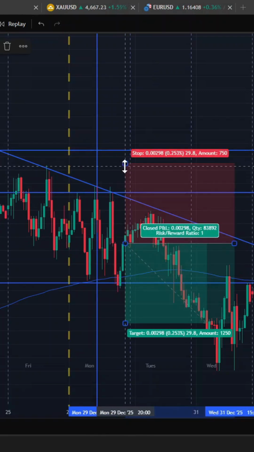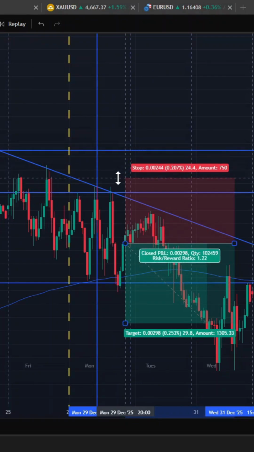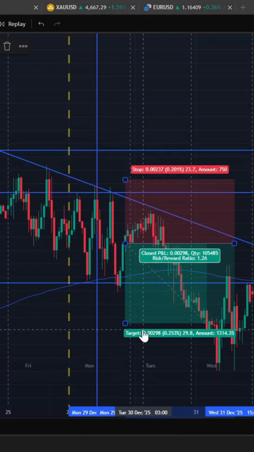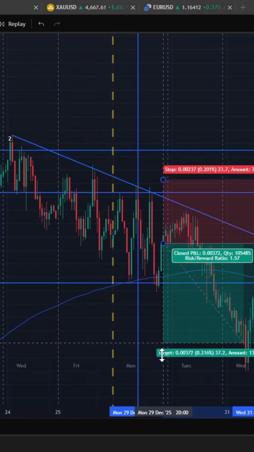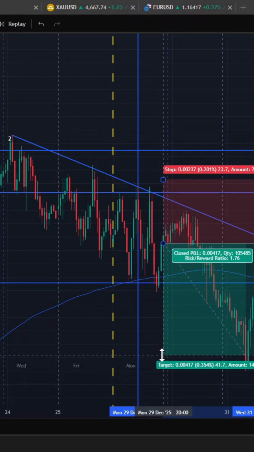and you put your stop loss at the first point that touched the market, and then you can target probably 1:2 or 1:1.5, and that would have been a good trade.